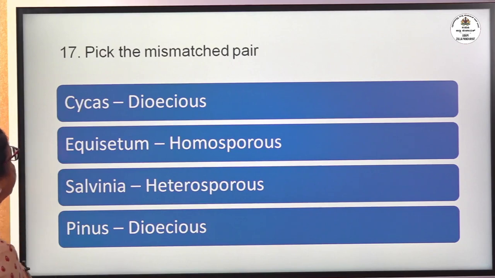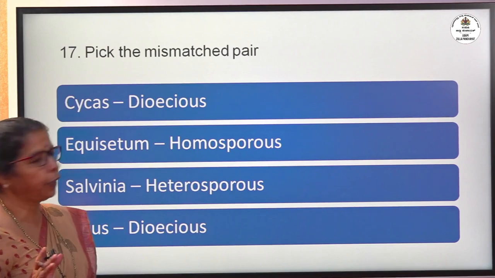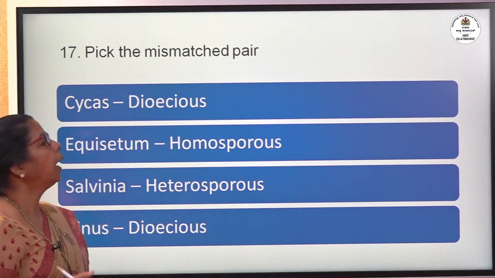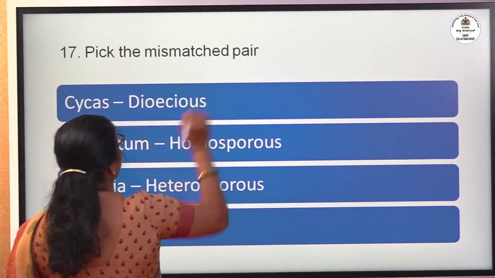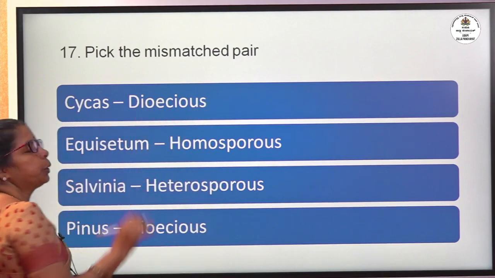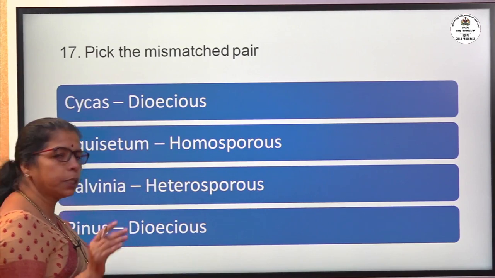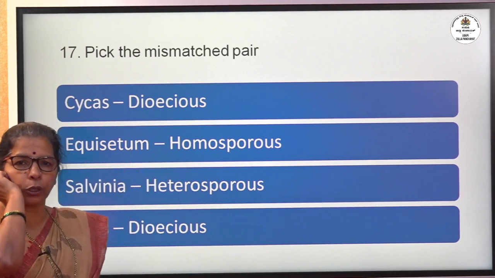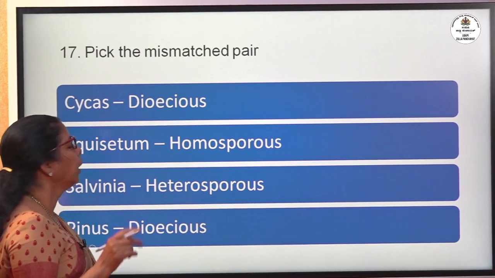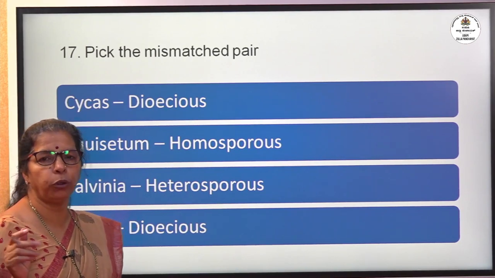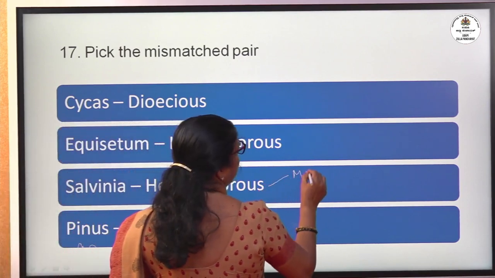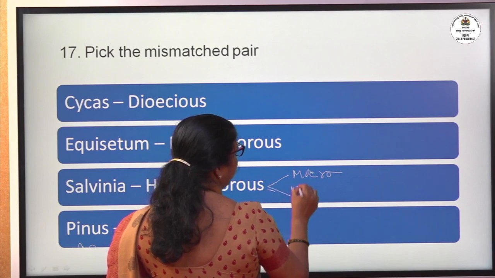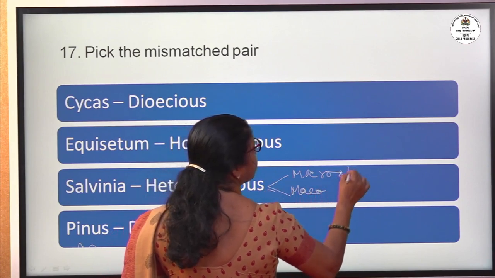Pick the mismatched pair. Cycas is dioecious. Dioecious means male and female plants are different. They are sporophytes, and male plants and female plants are different here. Equisetum produces only one type of spore. All the spores are similar, so homosporous. Salvinia is an example for heterosporous. That means it is producing two types of spore. One is microspore, another one is macro or megaspore. So two types of spores are produced here.